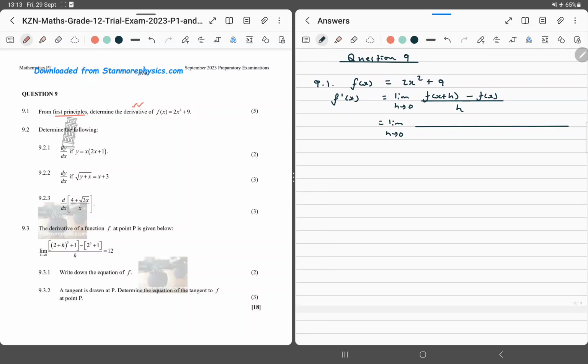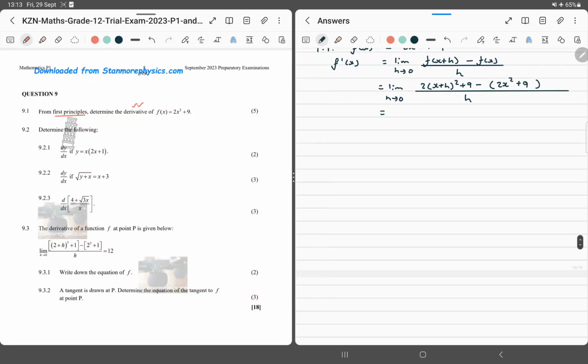Now this is going to be 2. Where we see x, we put x plus h all squared, and then of course that is f of x plus h, so this is going to be plus 9 minus, we subtract that whole stuff, and we divide by h. So this is again the limit as h tends to 0.